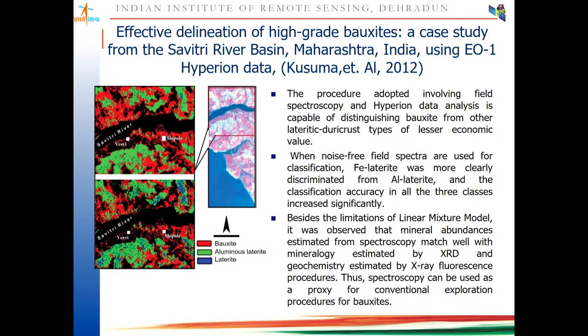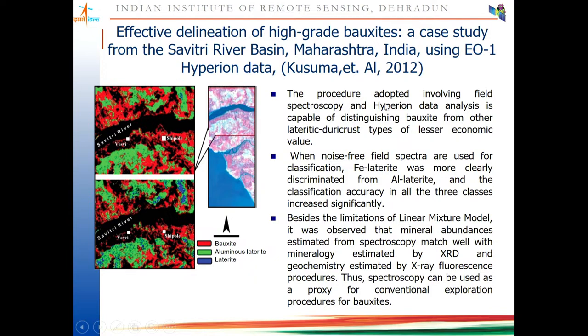So what have they done? They have tried to discriminate between the bauxite, aluminous laterite and laterite using their spectral characteristics, and they found that laterite which is containing Fe was more clearly discriminated from the Al containing laterite, and the classification accuracy in all the 3 classes was increased significantly when they used the field spectral data for the classification.